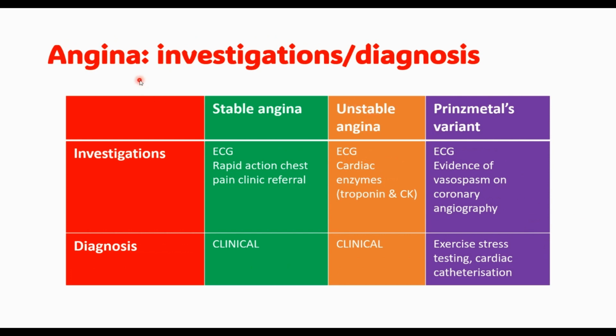And then we can talk about some investigations and diagnosis. So we'll start with stable angina again. We want to do an ECG to rule out more serious causes. For example, if someone presented to their GP, the GP could make a clinical diagnosis and give them some GTN spray when they have an acute attack of angina, but they would also need a rapid access chest pain clinic referral, so that more investigations could be done and the patient could be educated about their condition, and what to do if their condition worsens.